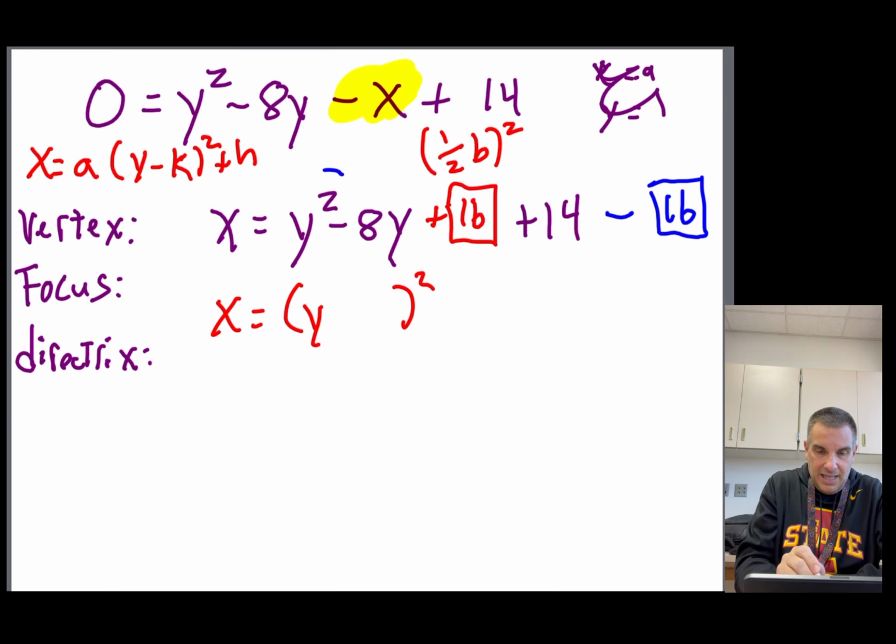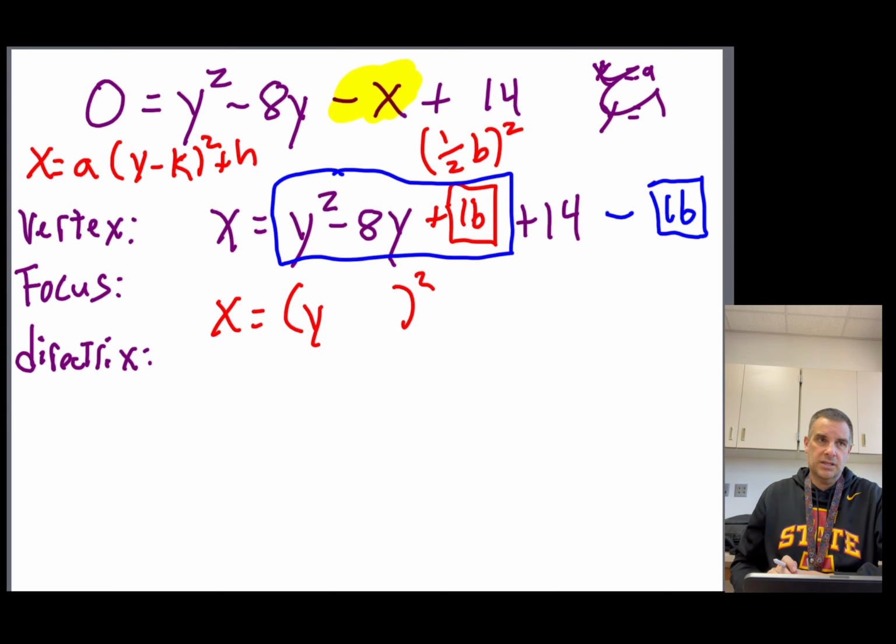So now that allows us to factor this part of it. So factor that part, and just remember that it's y, that sign, and half of b. So that's y minus 4 squared, and then minus 2. Okay.